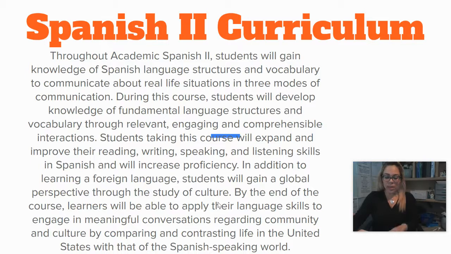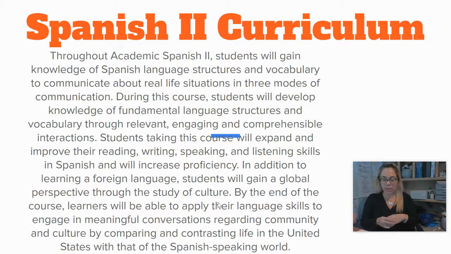For example, our first unit is focused on a day in the life of the student. They will be talking about their daily routines, comparing and contrasting their daily routines in the United States versus a Spanish-speaking country. The grammatical structures that will be covered in the first unit are basics. We review a lot of the present tense. We add some phrases, we add some extra grammatical structures, but again, just recycling and reviewing previously learned information.